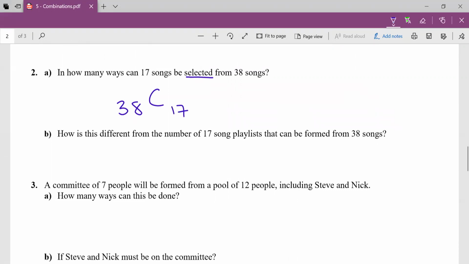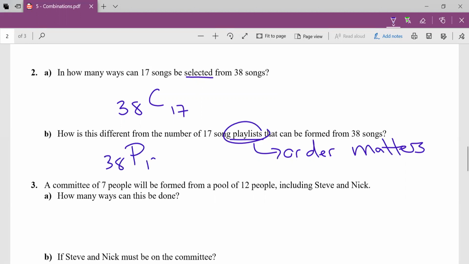B, how is this different from the number of 17 song playlists that can be formed? Okay, I don't care for this question, my friends, but I do need you to know this. The word playlist means order matters. So I always think of a wedding, right? You know, they play Here Comes the Bride or whatever at the beginning, and then they play, you know, the horrible YMCA at the end of the night. Like the order matters when they give it to the DJ. So a playlist means order matters. So I need you to know that. So this one would be 38P17. Again, you can get that in your calculator.